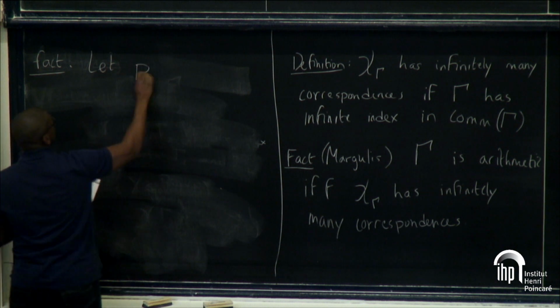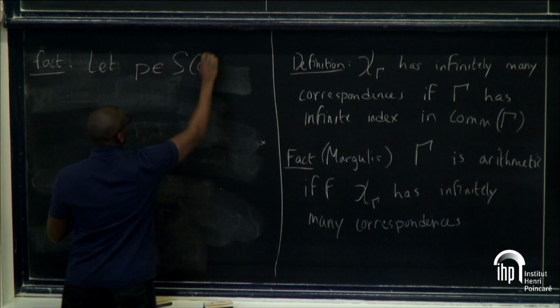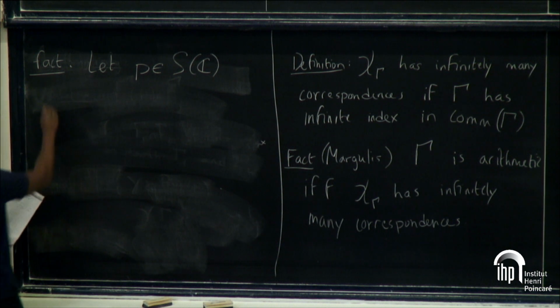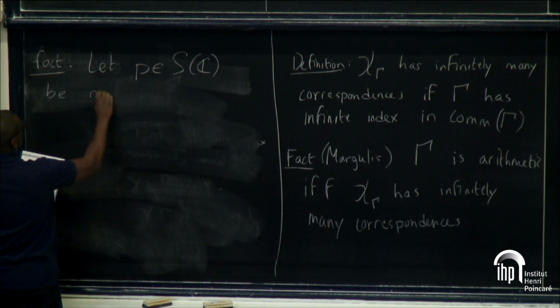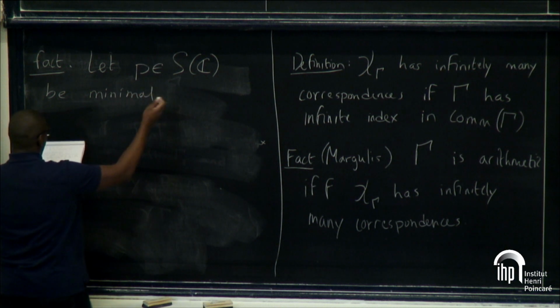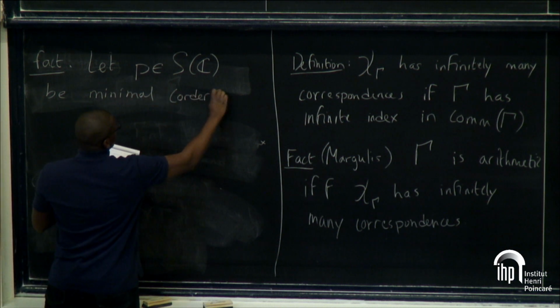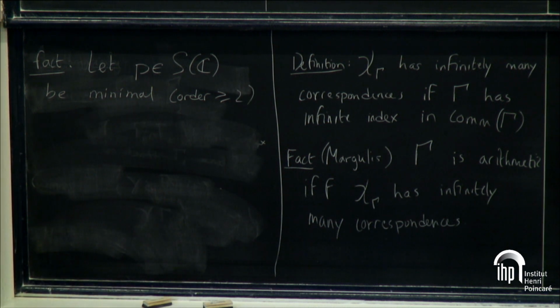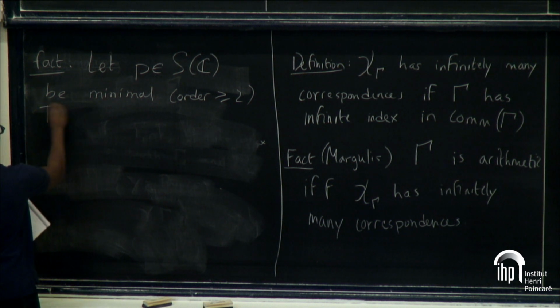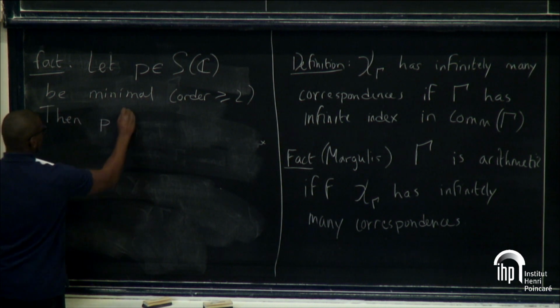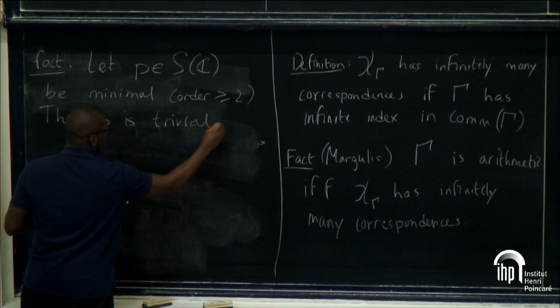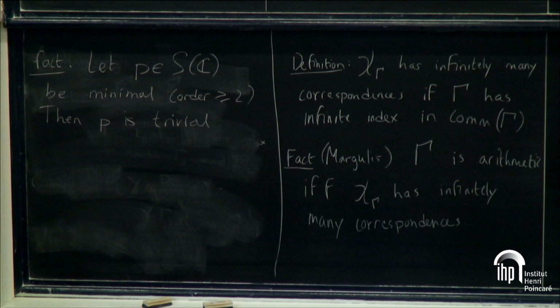So let P be a minimal type of a constant, and I assume that its order is bigger than 2, so it's automatically orthogonal to the constants. Then P is trivial. So if you have a minimal type of a constant, it's automatically trivial.